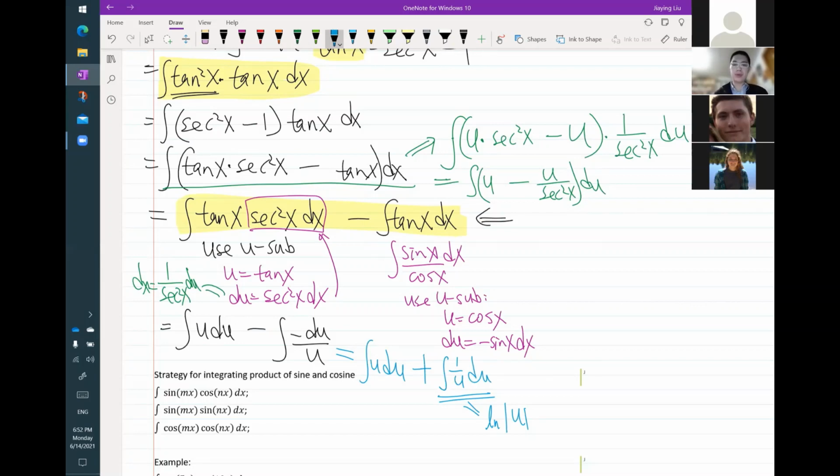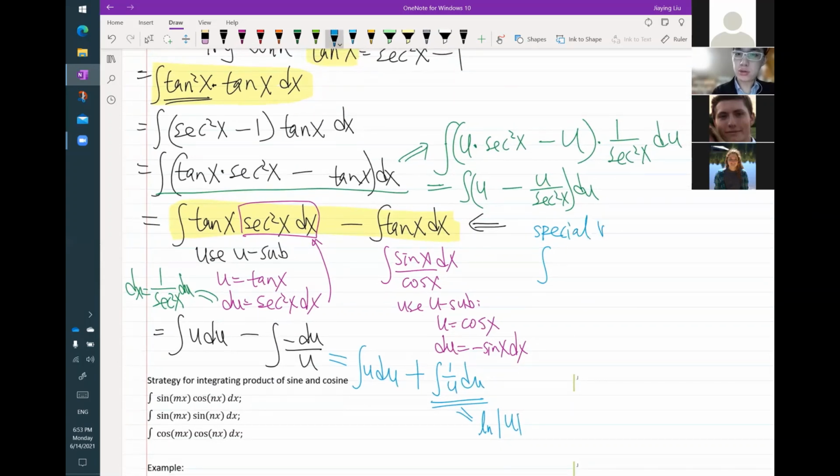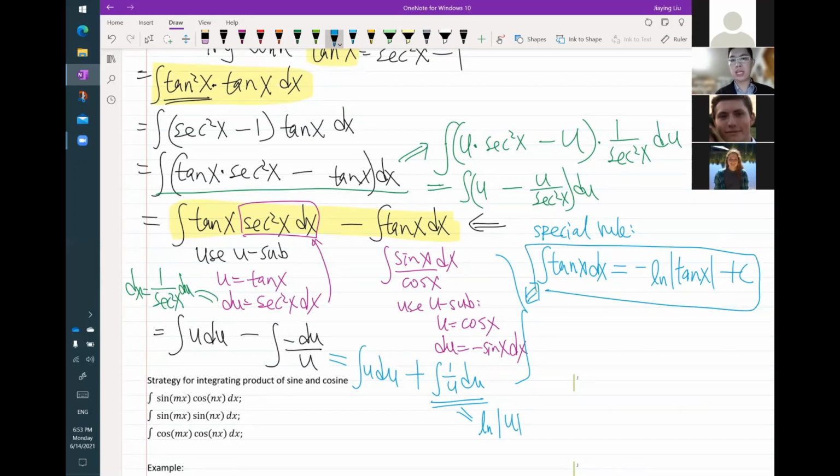Which takes me to the special rule with integrating tangent. Whenever we integrate tangent x dx, that's always going to be negative natural log of absolute value of tangent x plus a c. That's coming from this process. I know there are a lot of errors going on. If you just memorize this special rule, next time when you integrate tangent x dx, you can just use it directly. Let me make sure I wrote it down correctly.